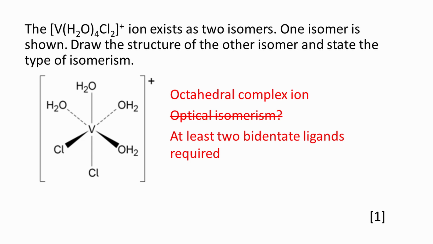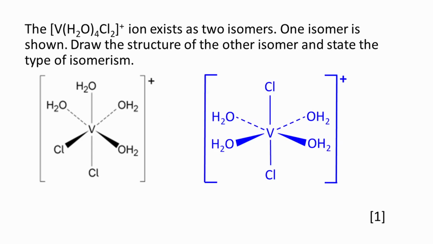The type of isomerism shown is not optical. At least 2 bidentate ligands must be present for an octahedral complex to show optical isomerism. The structure of the other isomer is shown on the right here in blue.